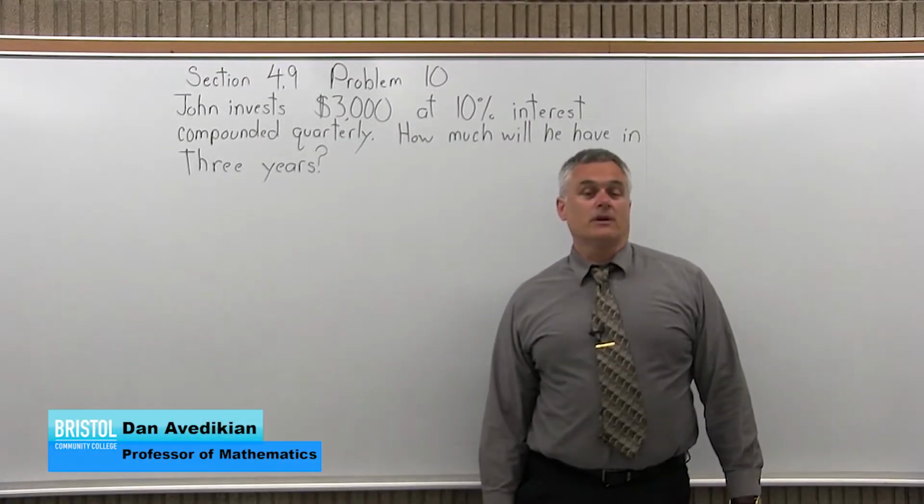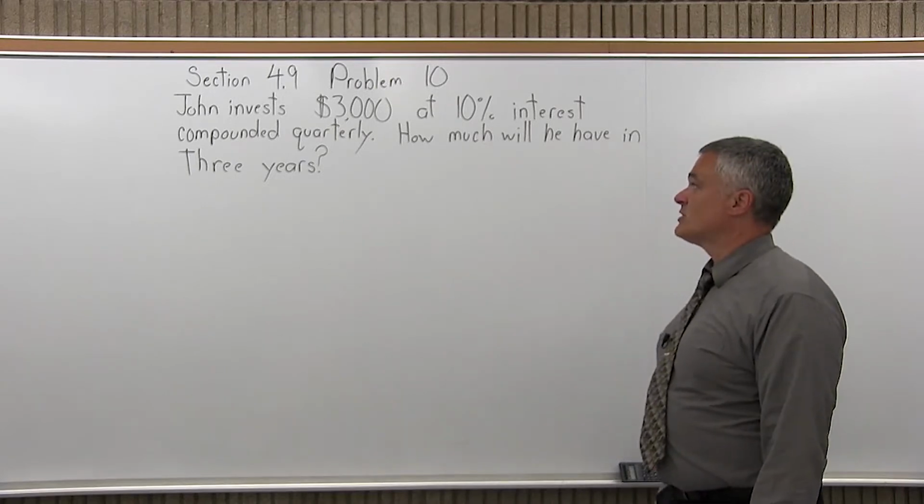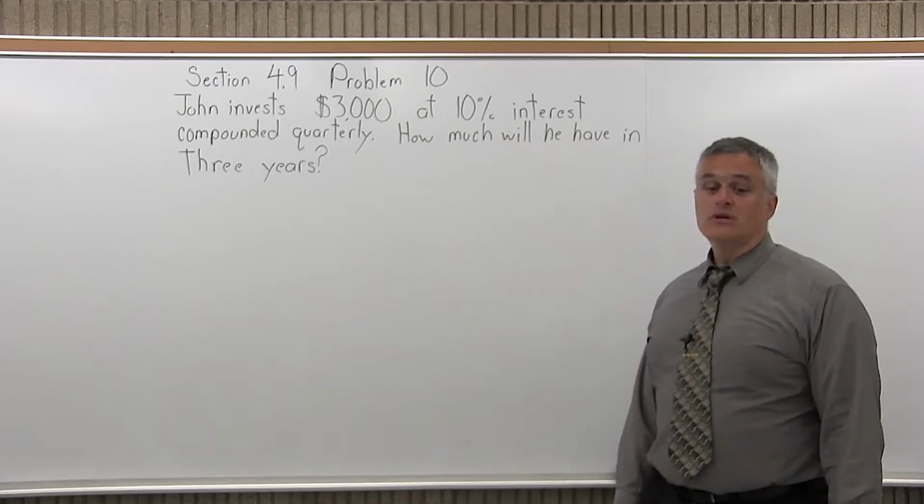This is Section 4.9, Problem 10. It says John invests $3,000 at 10% interest compounded quarterly. How much will he have in 3 years?